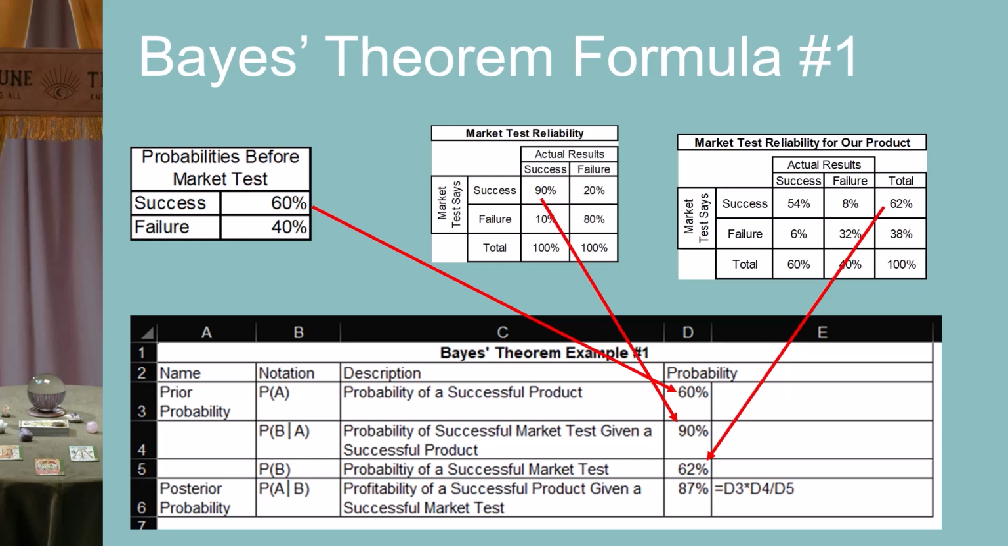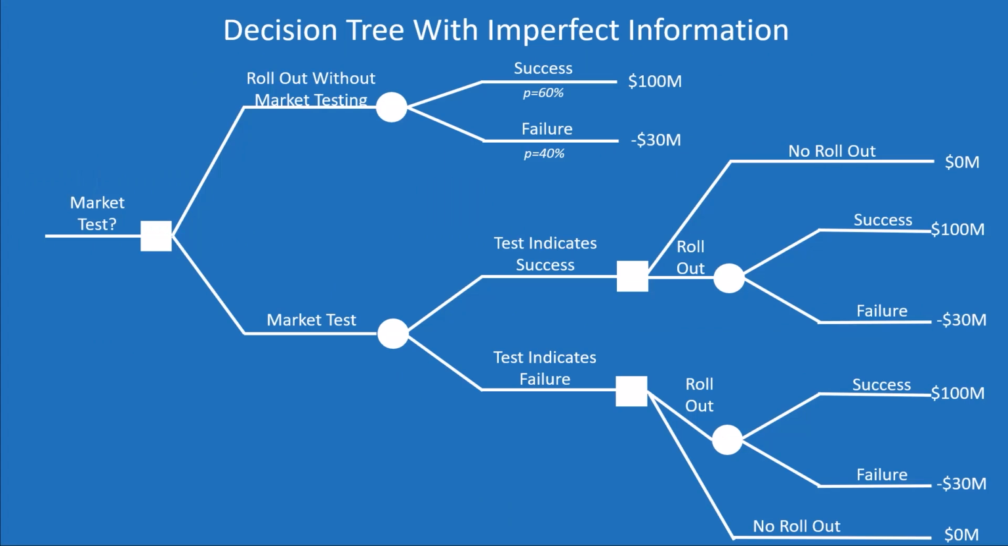You can see it in the top row of the market test reliability table. With that, we can revisit the formula number 1 example from the Bayesian Logic lesson to get the same 87% probability of success. You're probably tired of probabilities by now. And yes, that was a bad statistics joke.